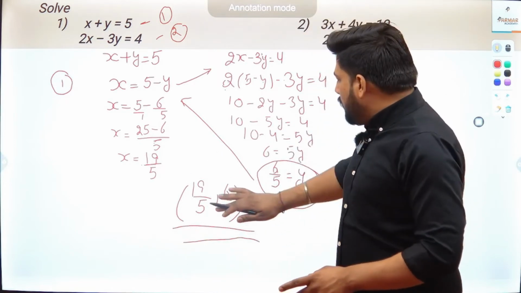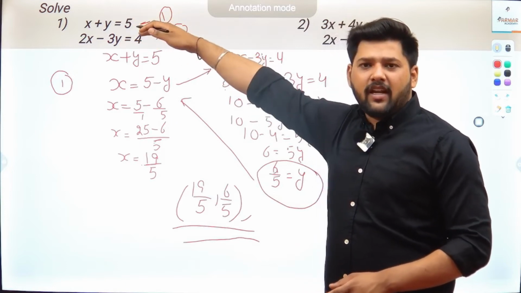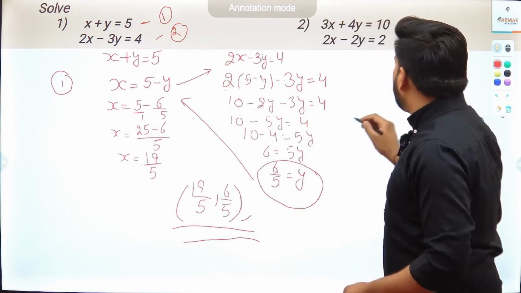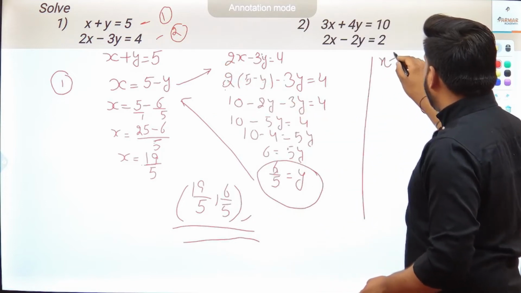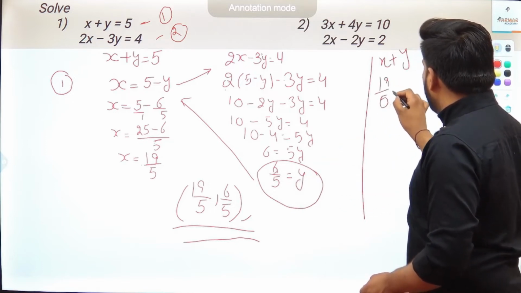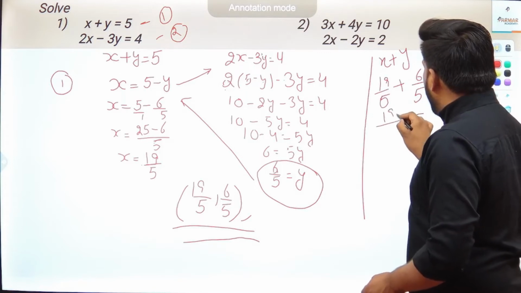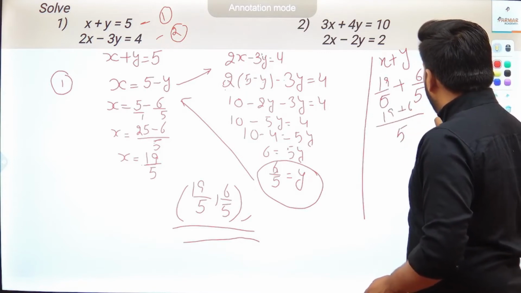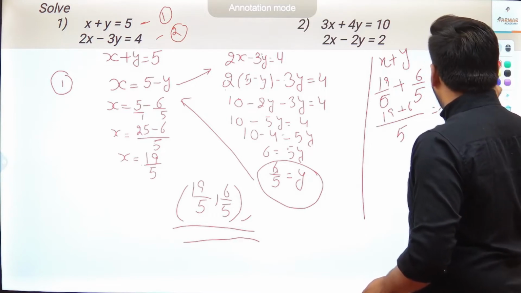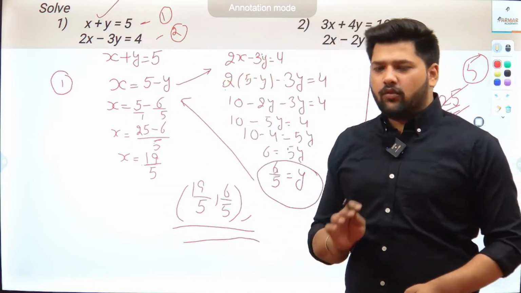We simply have to substitute this solution in the equations. If it satisfies both the equations, this solution is correct. So, substitute here: x plus y is equal to 5. First equation, x plus y. X is 19 upon 5 plus y, that is 6 upon 5, and the answer is 19 plus 6 upon 5, that is 25 upon 5, that is equal to 5, equal to the right hand side. Our solution satisfies the first equation easily.